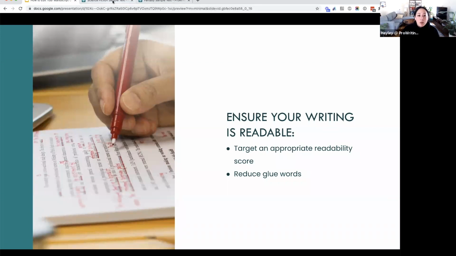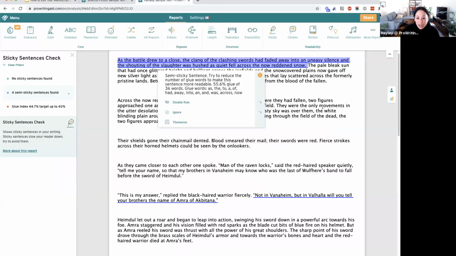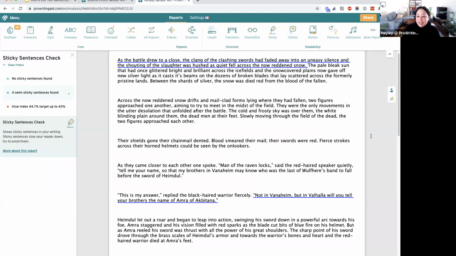Now, one of the reasons I wanted to focus on the sticky sentences report as we are talking about how ProWritingAid can help you is because readability is not a one-size-fits-all approach. A lot of times people say, oh, Hayley, I think I've written my document. It's way too hard to read for my audience. How do I change it?